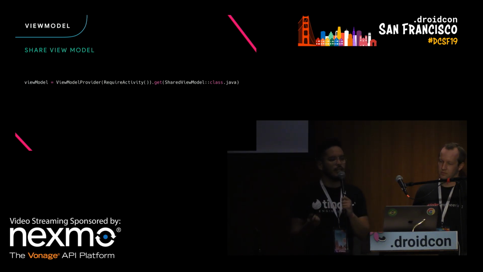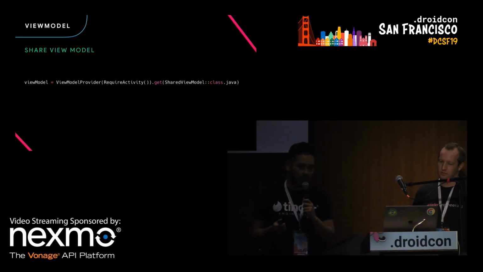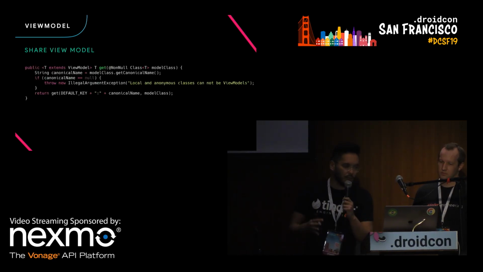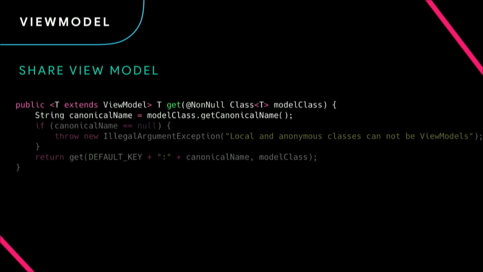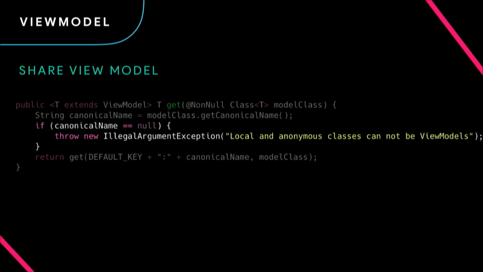But let's take a look at the code. Let's take a look at the source code of this and see how it works behind the scenes, very quick. So if we're going into that get method that receives a class, basically what it's doing right here is getting the canonical name of that class, and then it's checking if it's a real class or if it's just like an inner class. That is fine.